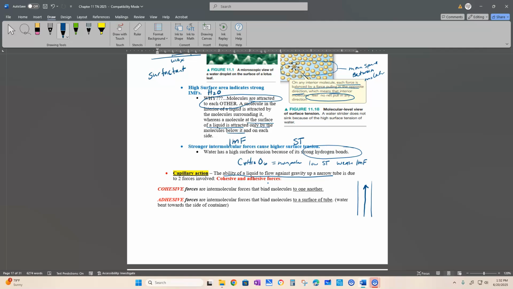So we got some vocab here. Cohesive, okay, means that, let's blow up the picture kind of, make it a little bit wider, okay? The intermolecular forces that bind molecules to one another, okay? So most liquids, like water, they have this U-shaped type of what's called meniscus.